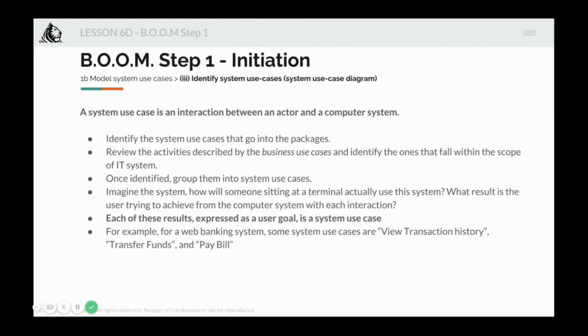So either you're looking to completely automate something which was manual, or at places where there's already the usage of technology in place, you're looking to improve or figure out how to improvise on the current situation. So once you have identified the activities, you will need to group them into system use cases. Imagine the system. How will someone sitting at a terminal actually use the system, right? So imagine from that angle. What result is a user trying to achieve from the computer system, from the product, with each interaction? Each of these results expressed as a user goal is a system use case, right? For example, for a web banking system, some system use cases are view transaction history, transfer funds, and pay bill.